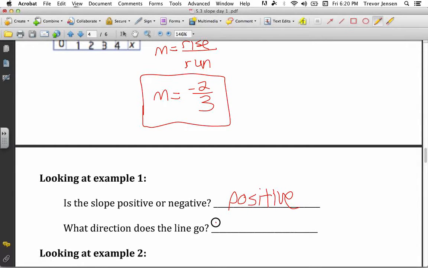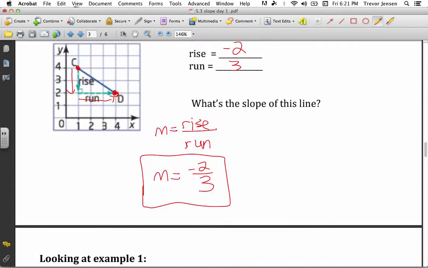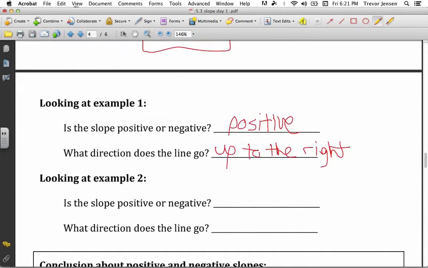What direction does the line go? Up to the right. And that's true for any line that has a positive slope. They're always going to go in the direction up to the right. Example 2, the slope was negative 2 over 3, so the slope has a negative value. And if we look at the graph, going from C to D, the line is going down to the right. So in example 2, the slope was negative.